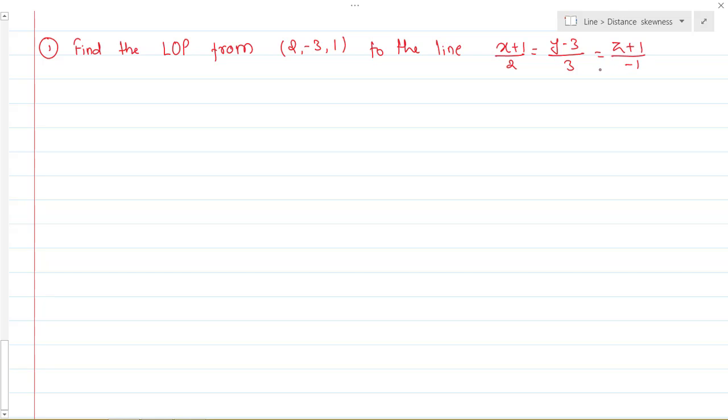So what it says, first question: find the length of perpendicular from (2, -3, 1) to the line (x+1)/2 = (y-3)/3 = (z+1)/(-1). Okay, so we have to find out the length of perpendicular from this point to this line.